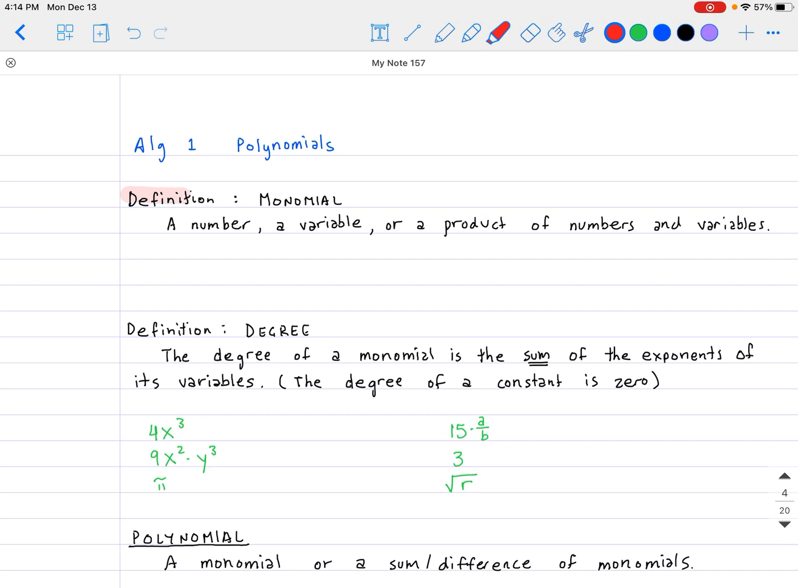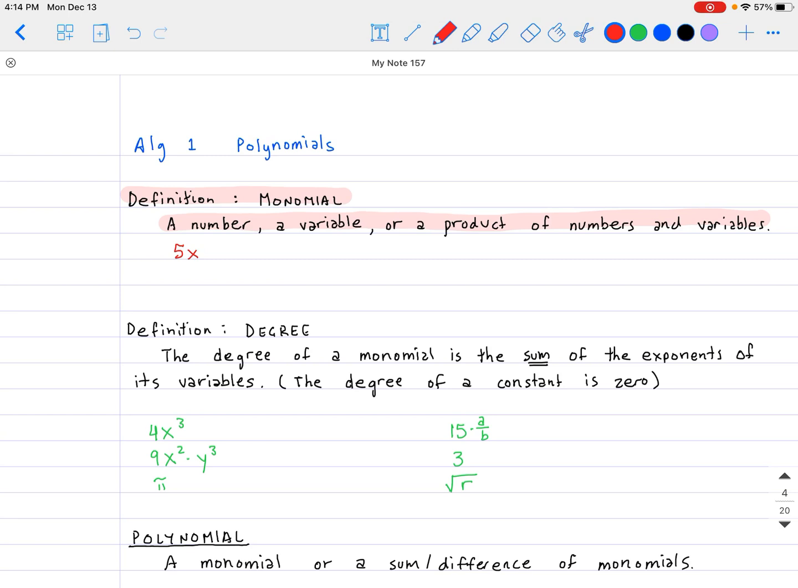So by definition, a monomial is the following. Anything where you have a number, a variable, or a product of a number and a variable. All of this falls into the category of a monomial. So for example, if I have, say, 5x right there, that is going to be considered a monomial because you'll notice that that is a product of a number and also a variable. The 5 is the number and x is the variable.